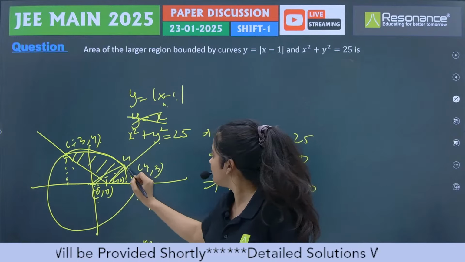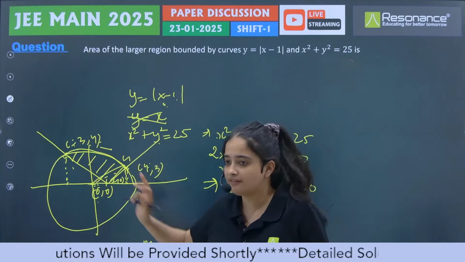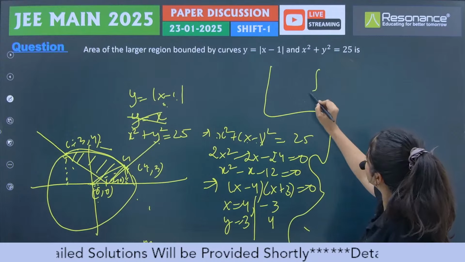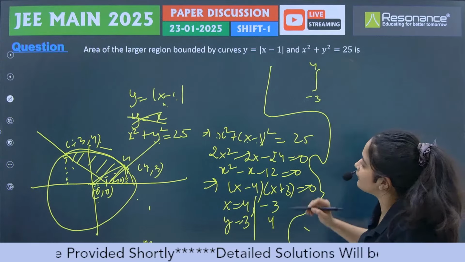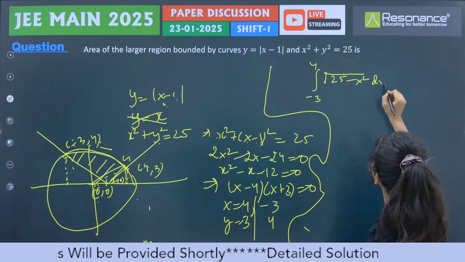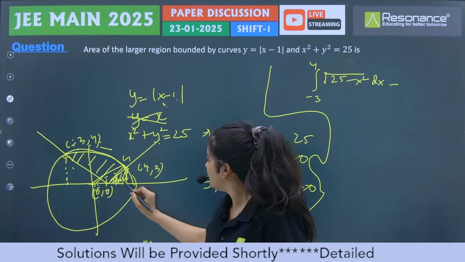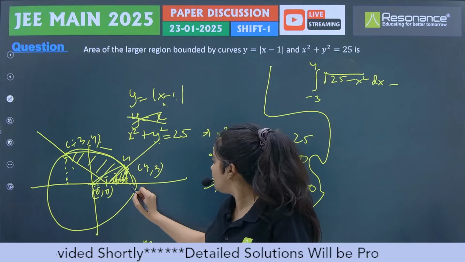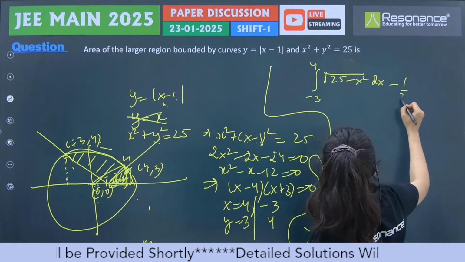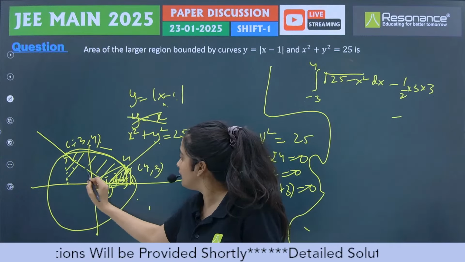Let's connect this. We'll do the area under the circle from minus 3 to 4, minus the area under the line. So from minus 3 to 4, the area under the circle in the first and second quadrant is the integral of root of 25 minus x square dx, minus the area under the line. What will be the area of this triangle? This point was 1, 0. This is 4, 0. So this distance will be 3, and this distance will be 3. So half into 3 into 3.